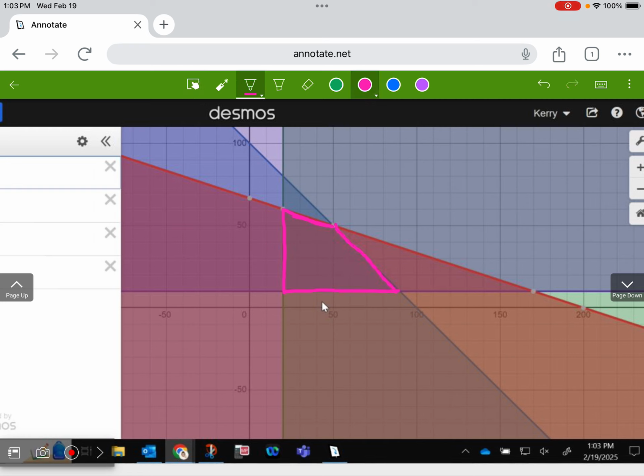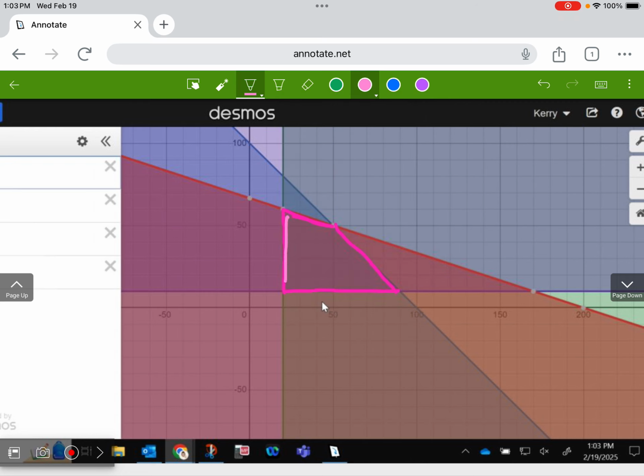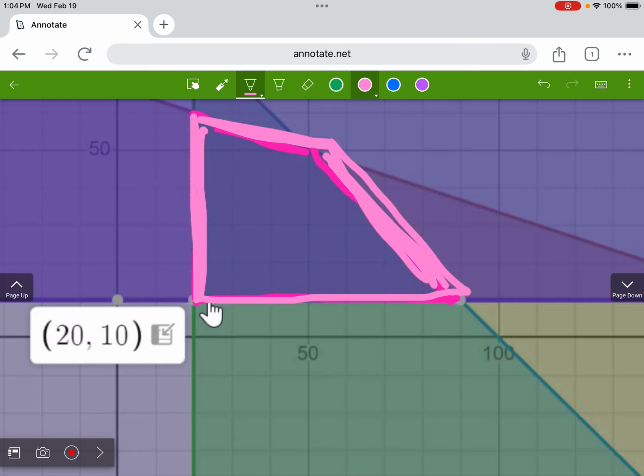So what we're going to do to figure out where our maximum profit is, we're going to figure out where our ends of this piece are. So we're going to pick out the ordered pairs for where this box kind of ends. And we're going to look close, and if you do this with a mouse, you can actually click on the pieces, and it'll give us the ordered pairs. So if I come over here and click on the lines, it'll tell me what that intersection is. So that is going to happen at 20, 10.